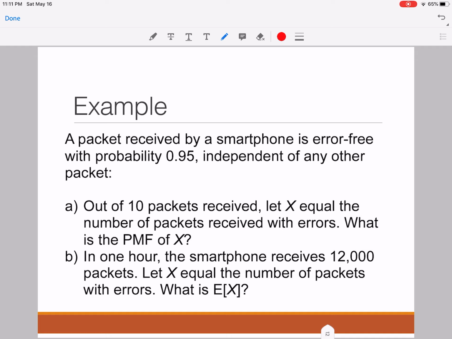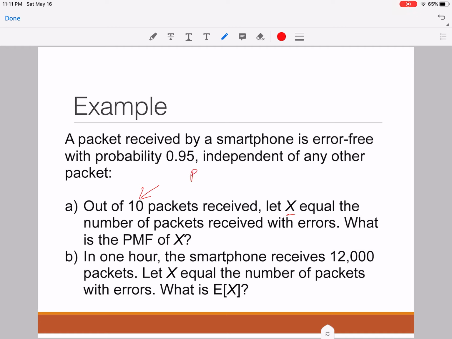Pause your video here and try to formulate an answer for part A. Once you're ready, you can unpause and I can show you the answer. Since we are testing 10 packets, which is a fixed number of packets, and we are interested in x number of erroneous packets, I'm looking at a binomial random variable, because the binomial random variable's definition fits this particular problem.